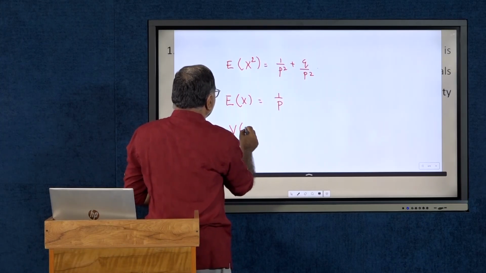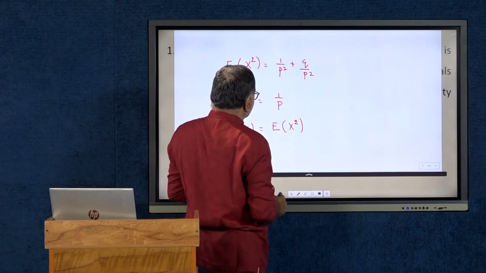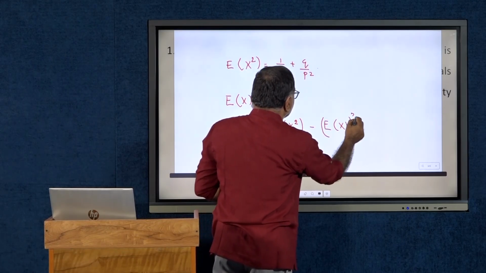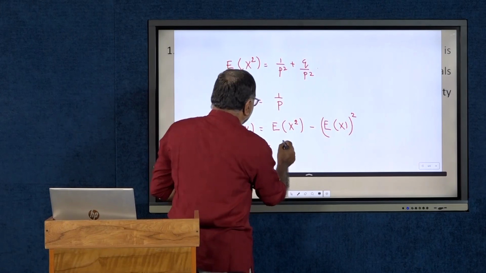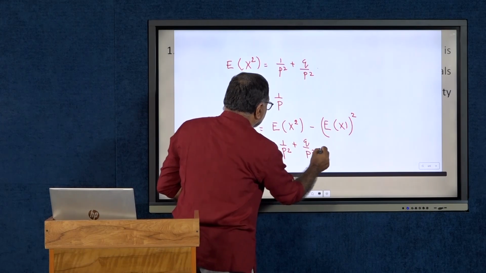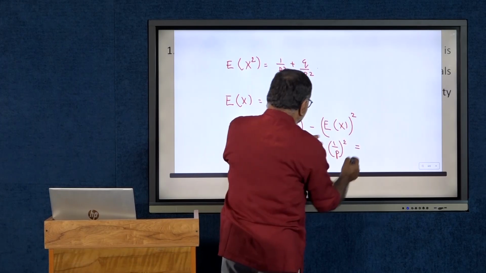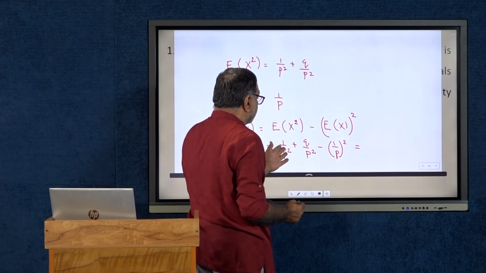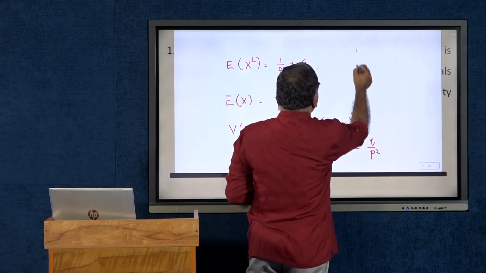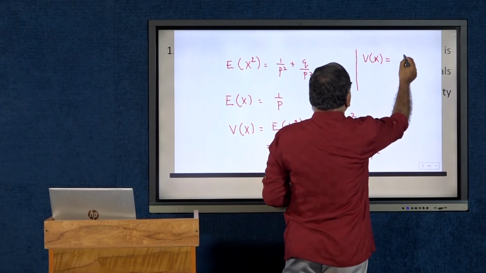Hence, what is the variance of x? Variance of x is expectation of x square minus expectation of x the whole square. Substituting the values, 1 by p square plus q divided by p square minus 1 by p the whole square. And cancelling the common terms, that is 1 by p square and minus 1 by p square, it is q divided by p square. So, for a geometric random variable of that type, the variance is equal to q divided by p square.